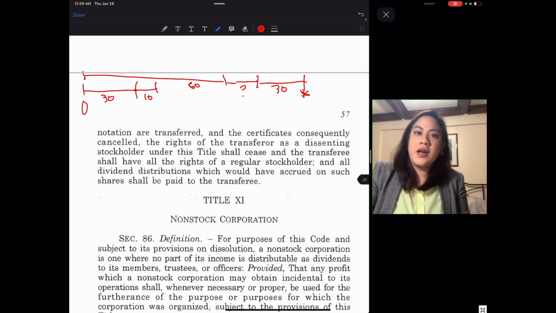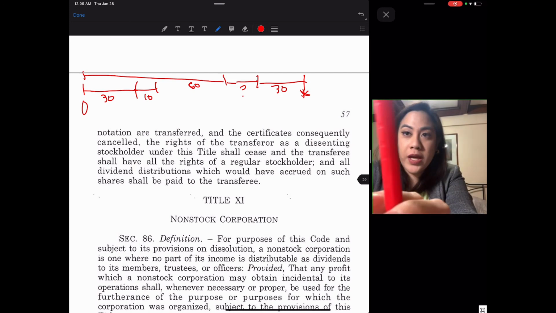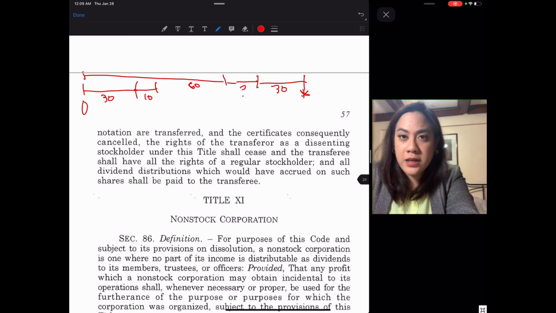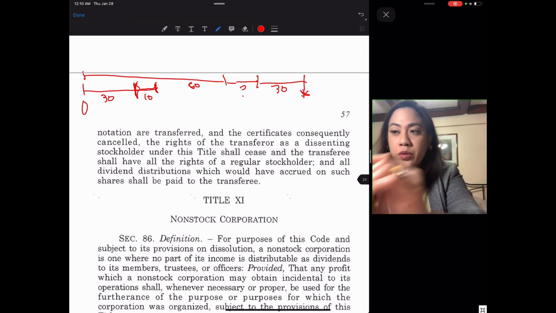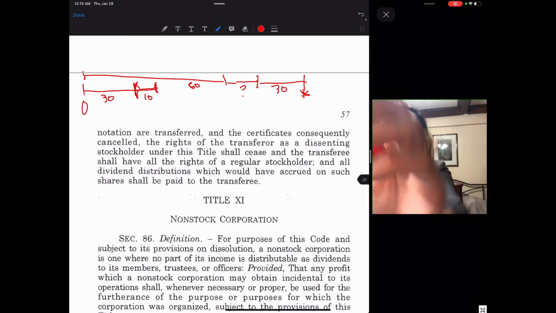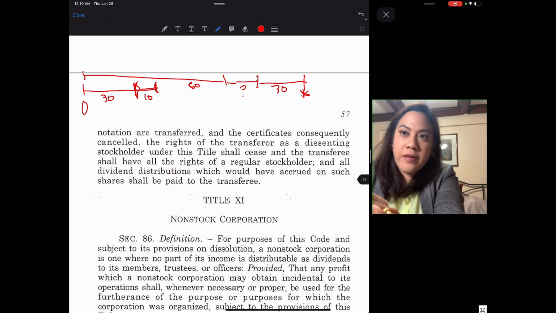I just made a very quick, weird looking graph. So day zero, these numbers refer to days in case you're wondering. Zero is the day that the corporation voted on the corporate act. Within 30 days is the right to demand payment, to exercise the appraisal right. Within 10 days from the demand of payment is when they should surrender the certificate for notation. Then they will discuss the fair value between the corporation and the dissenting stockholder or stockholders. If there is no agreed fair value price within 60 days from day zero, then they can appoint appraisers.